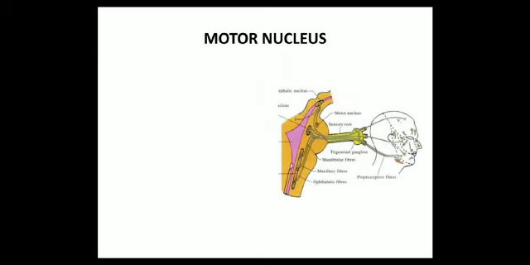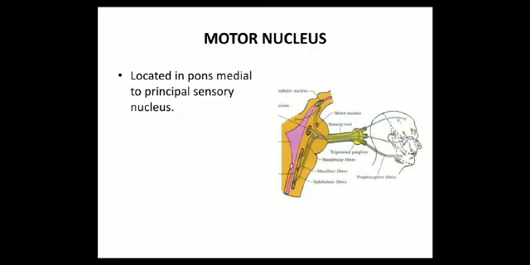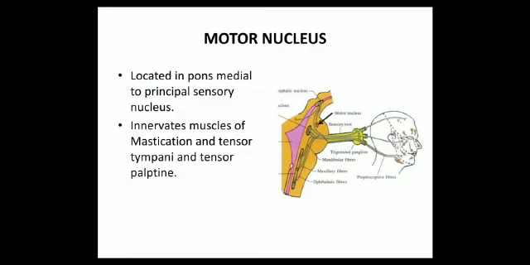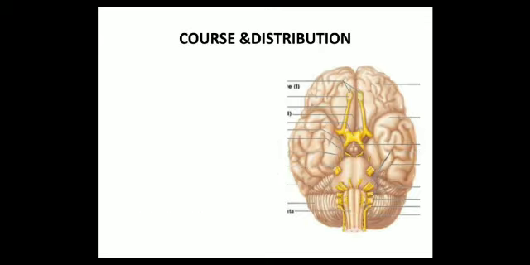The motor nucleus is located in the pons, medial to the principal sensory nucleus. It innervates the muscles of mastication and the tensor tympani and tensor palatini. It is derived from the first branchial arch.